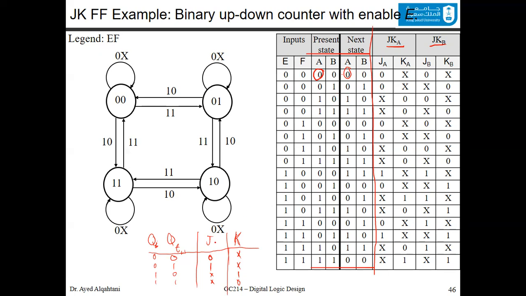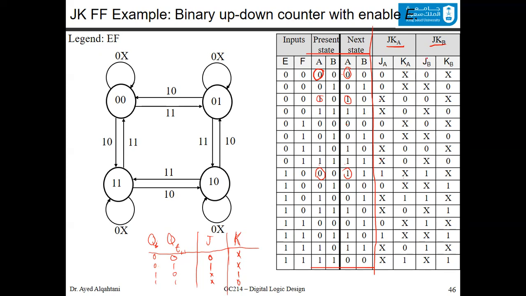From 1 to 1, it's going to be X and 0. Similarly here, X and 0. From 0 to 0, this is 0 X. From 1 to 1, X 0. From 0 to 1, it's going to be 1 X. This is why we have 1 X here. And you continue filling the values of JA and KA.